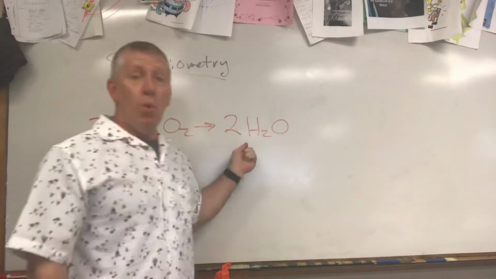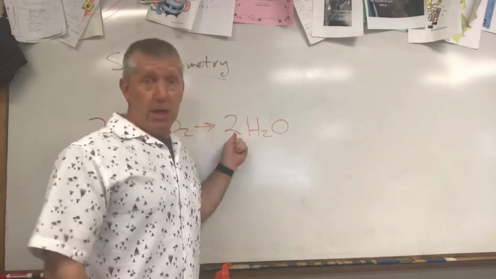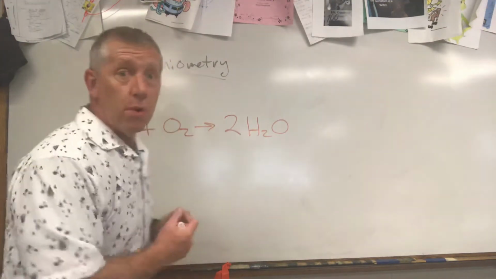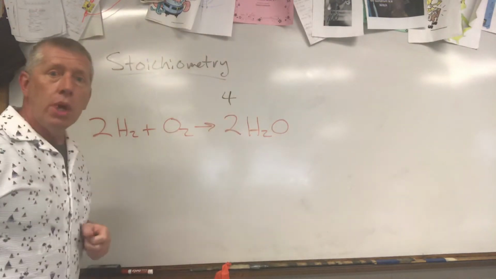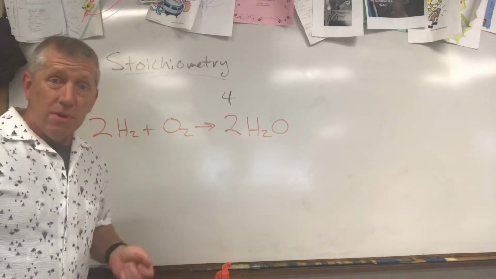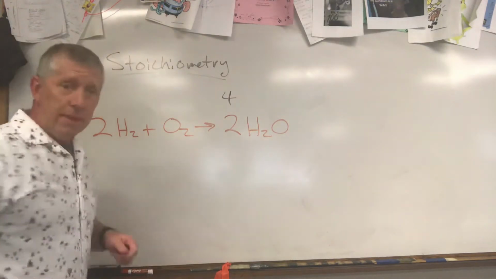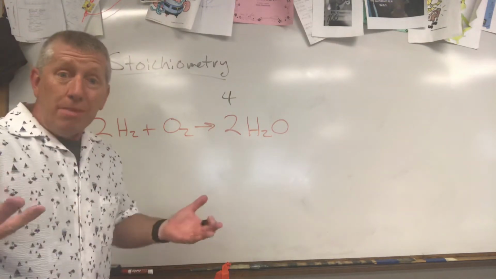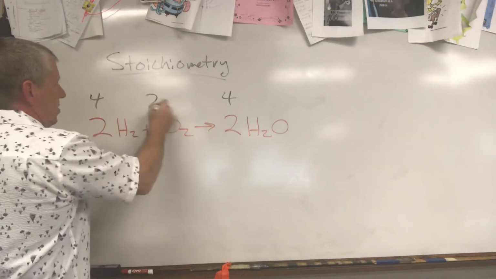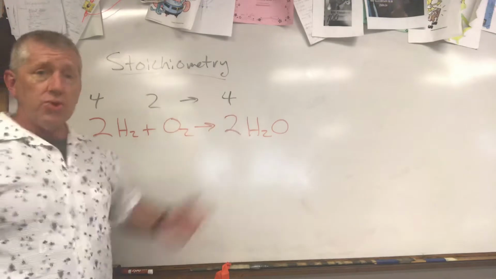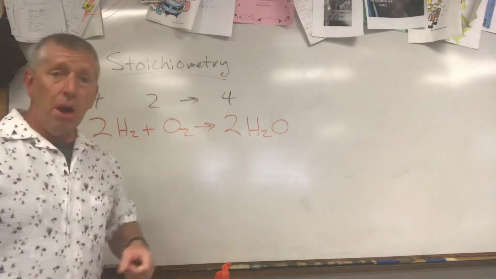Let's say I don't want to make 2 waters. Not enough. I want 4 waters. What am I going to do? Double the ingredients. This tells me how much of the ingredients I need, my coefficients. So I'm going to double. I'm going to go and get me 4 hydrogens and 2 oxygens. And that'll make me 4 waters. I've doubled everything and I've got double product.